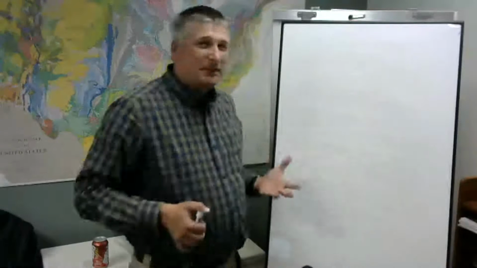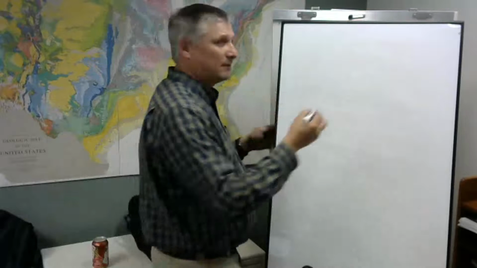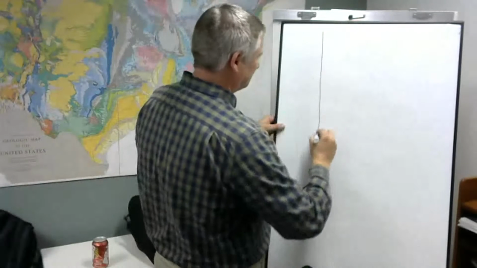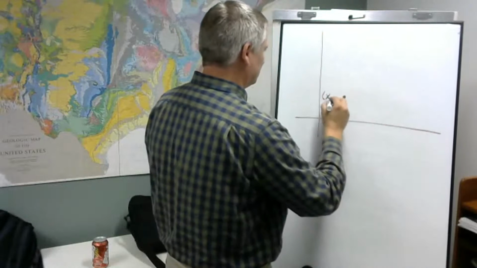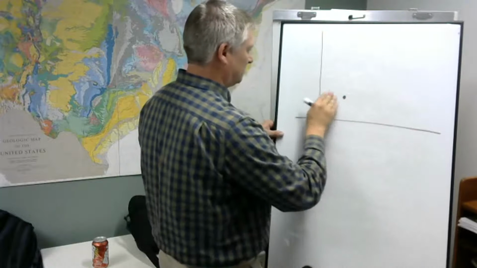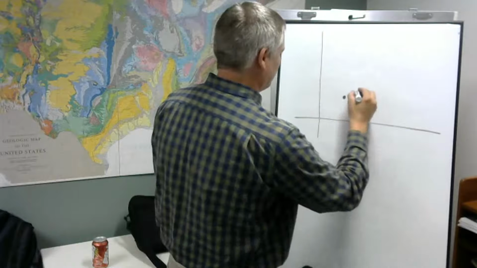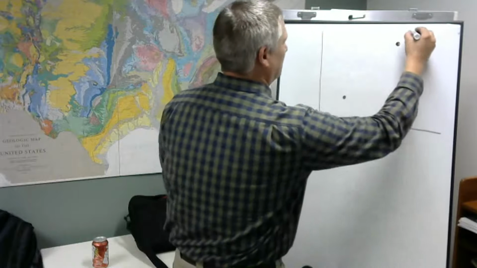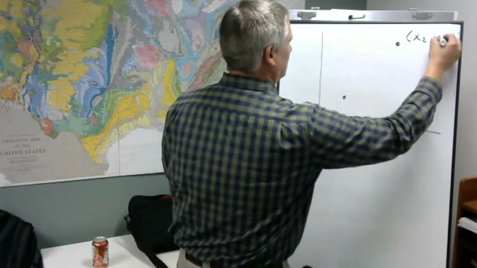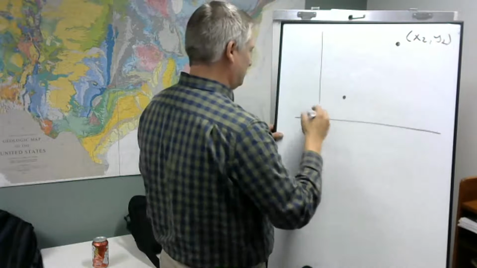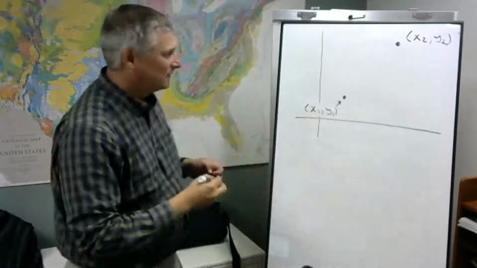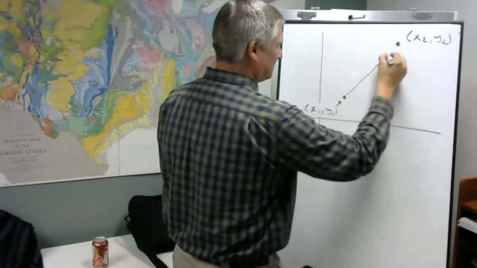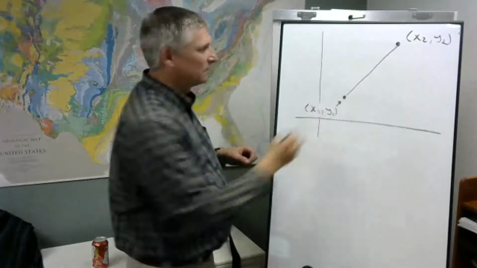So we're going to look at section 2.8. And first off, we're going to look at the distance formula. So the distance formula, say we have 2 points. There we go. Now we want to find the distance between those 2 points. So some distance d.